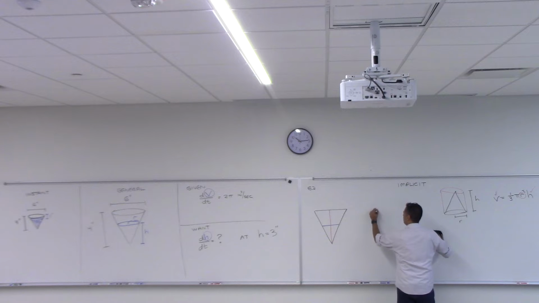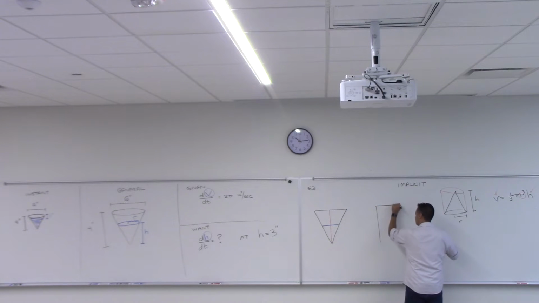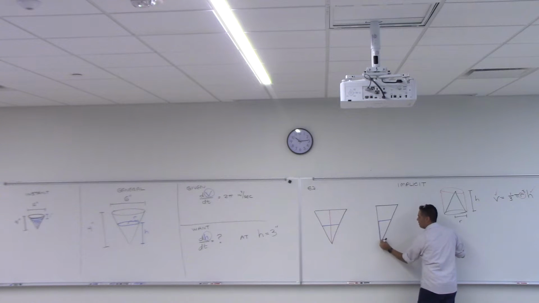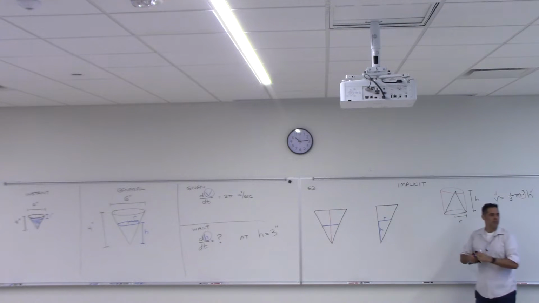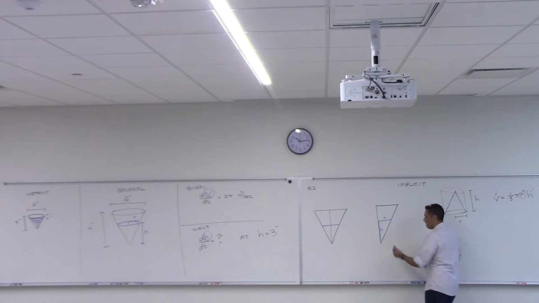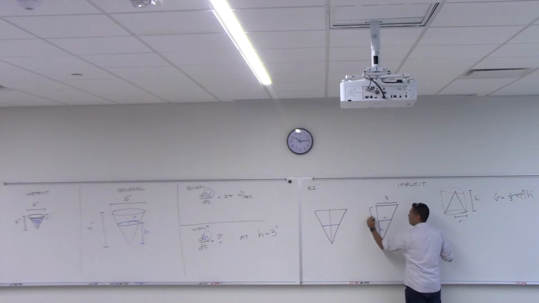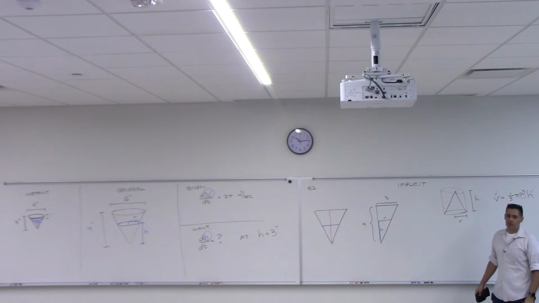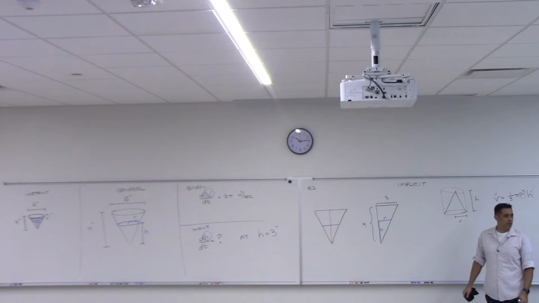So take that picture. Just look at the right side. Here's the water level. Water height. I can label this R, and I can label this H, right? Can you label this? What is this? 6 or 3. 3, that's 3, right? And then what's this from here to here? 4. That never changes, right? Because that's the big cone.